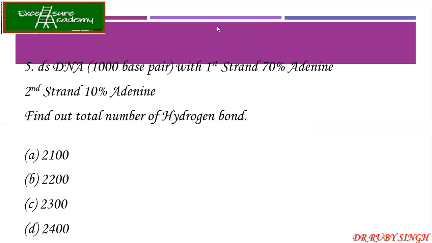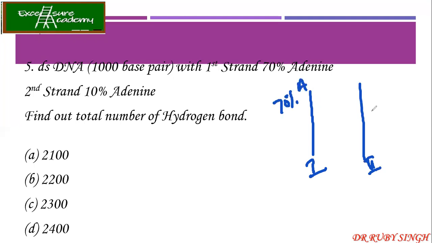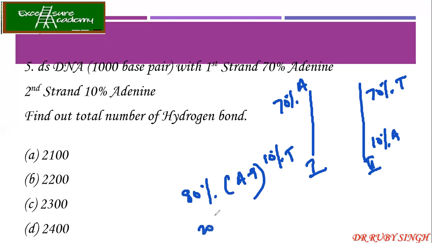So in this case, this is your first strand, this is your second strand, right? The first strand is having 70% adenine and the other strand is having 10% adenine. So how are you going to do it? 10% adenine in this strand means 10% thymine over here, and this is 70% thymine over here, right? So it means that I have got 80% AT and 20% GC, right? Is it clear?